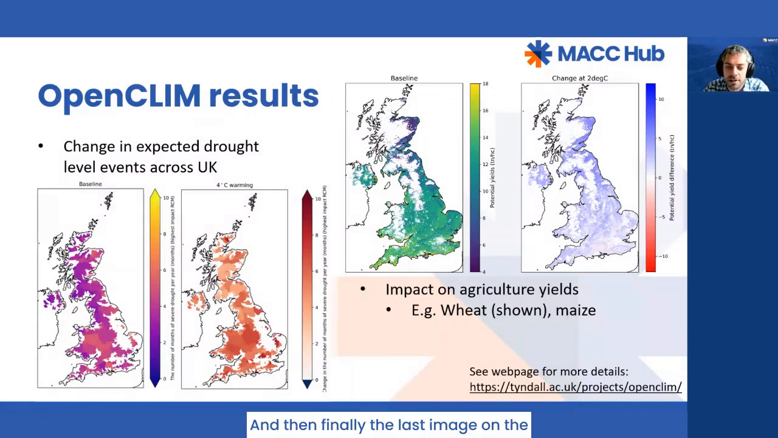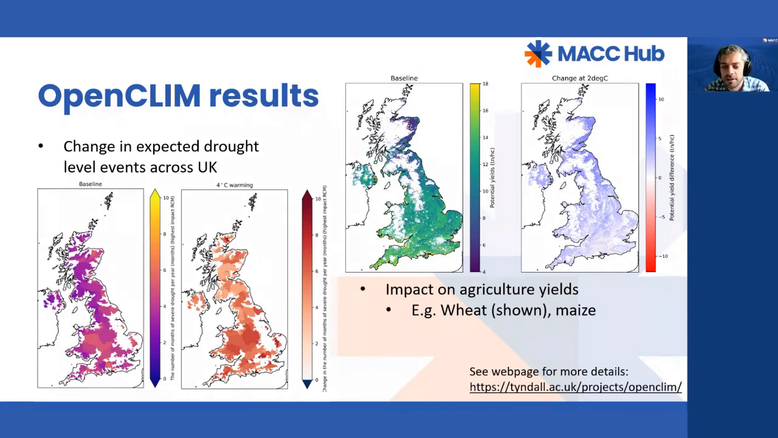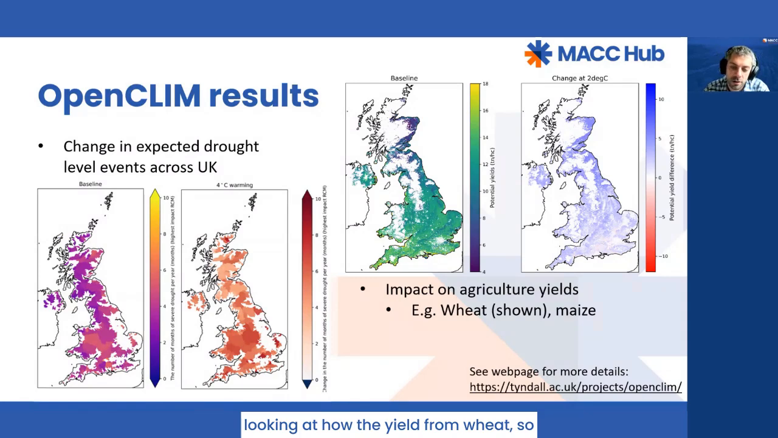And then finally, the last image on the right there is looking at agriculture, looking at how the yield from wheat fields, wheat production, obviously quite a significant crop grown across a fair amount of the UK, might be affected in future climates due to changes in the number of rainfall days when rainfall occurs and changes in heat and so on.